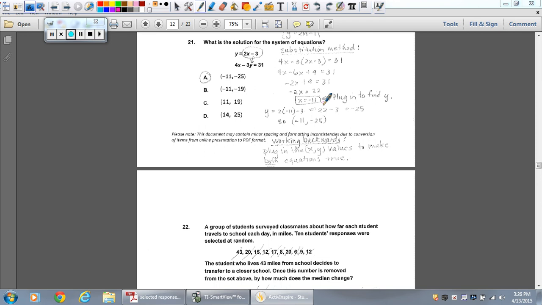Once x is negative 11, I can choose either equation to plug negative 11 in. So 2 times negative 11 minus 3 is negative 25. So I know it's (-11, -25). A smart thing to do would be to check that again in both equations.